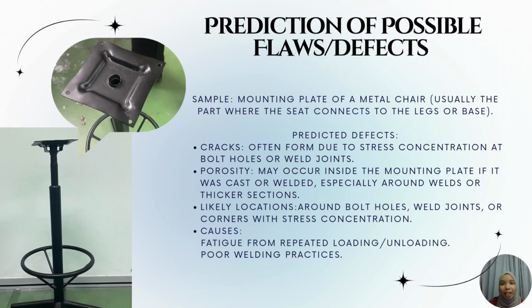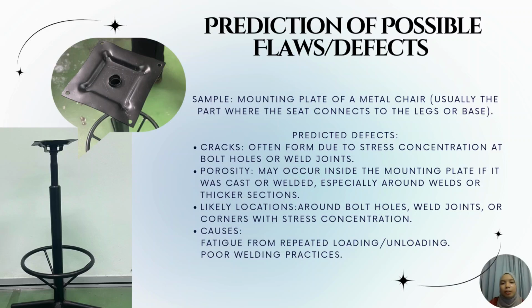When analyzing potential defects in this part, we focus on two main issues. First, cracks. These are likely to occur around bolt holes, weld joints, or at the corners where the stress tends to concentrate. Cracks often develop due to fatigue, which results from repeated loading and unloading during everyday use. Sharp transitions or weak welding points can accelerate crack formation.